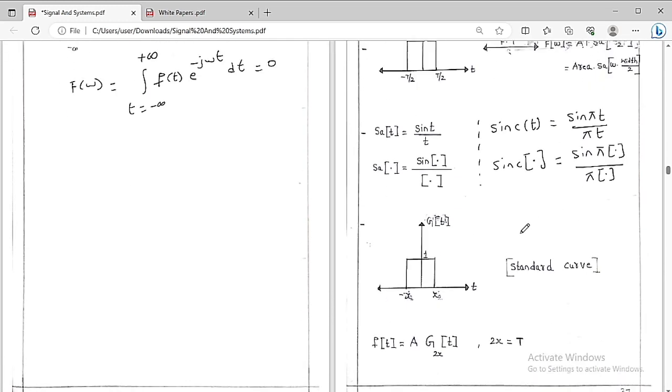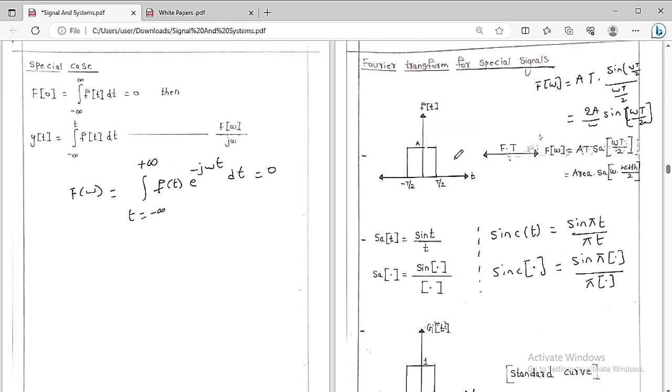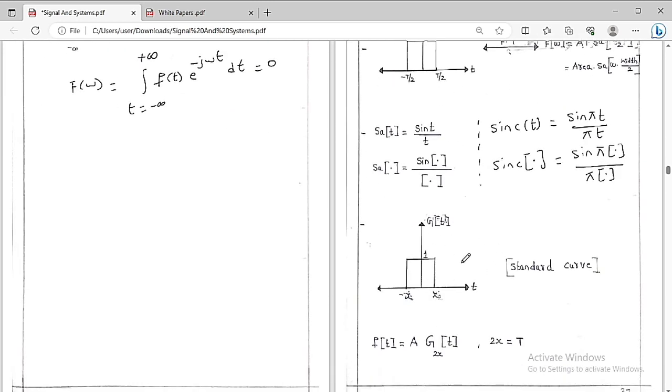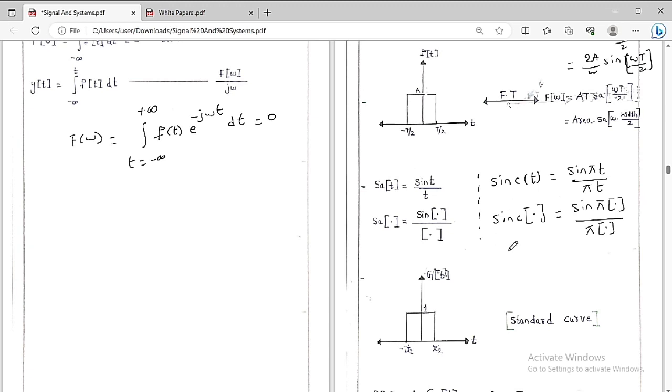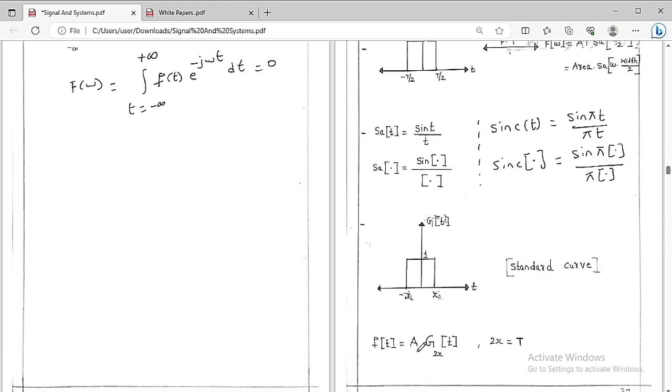So let's go for the standard curve. The standard curve means the amplitude is equal to 1. Here the width is equal to 2x. So how can we write f of t in terms of the standard curve? This f of t I am going to write in terms of the standard curve. f of t is equal to a into g 2x of t, where 2x is nothing but the width.